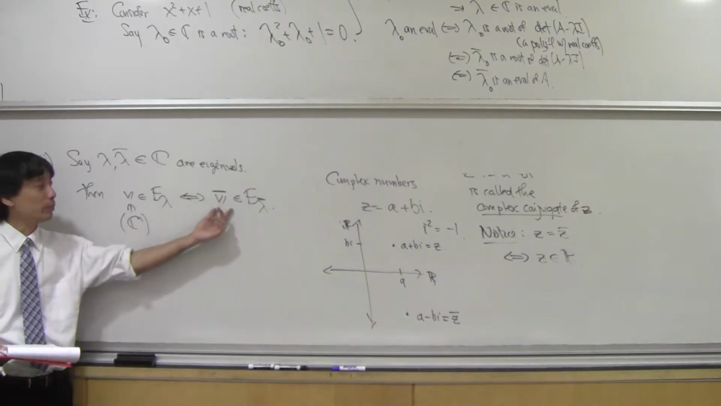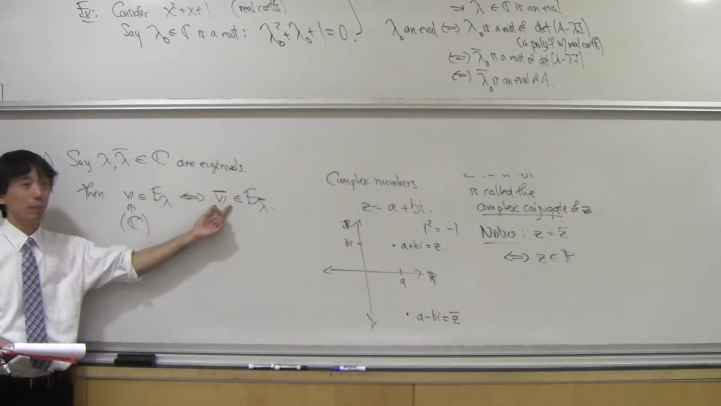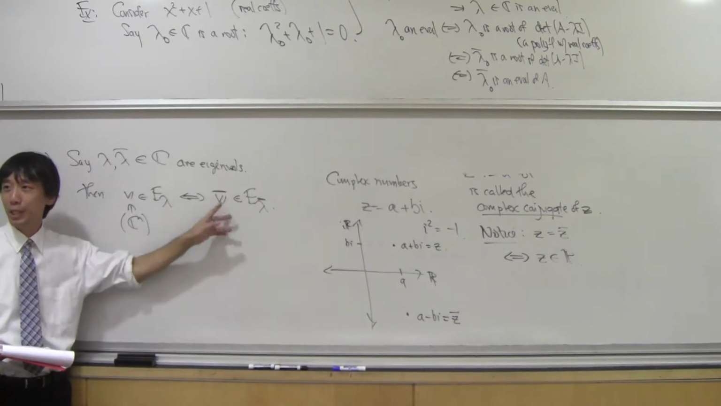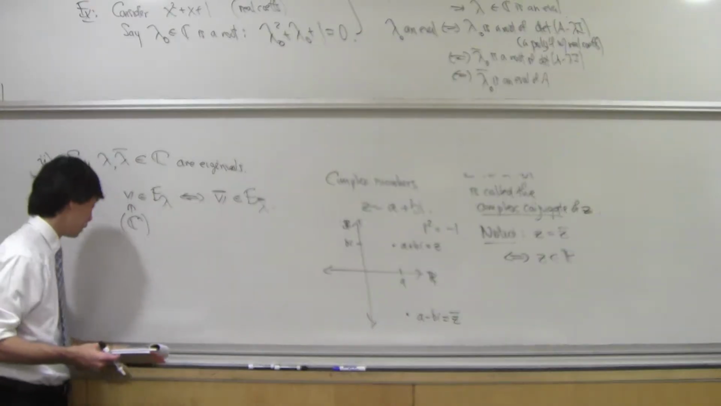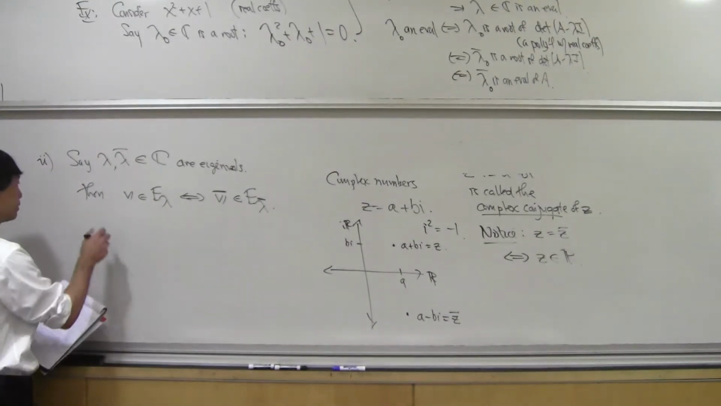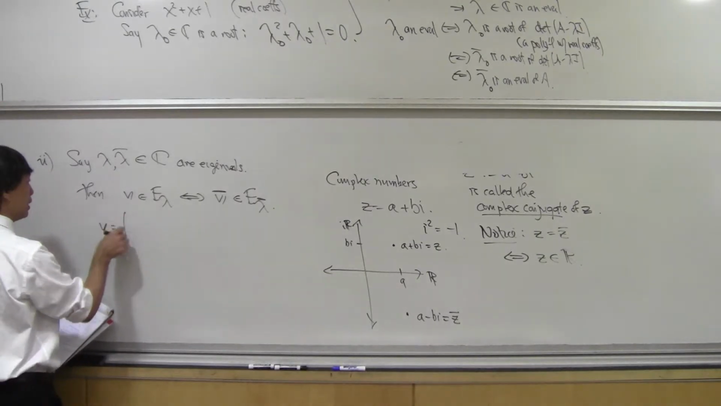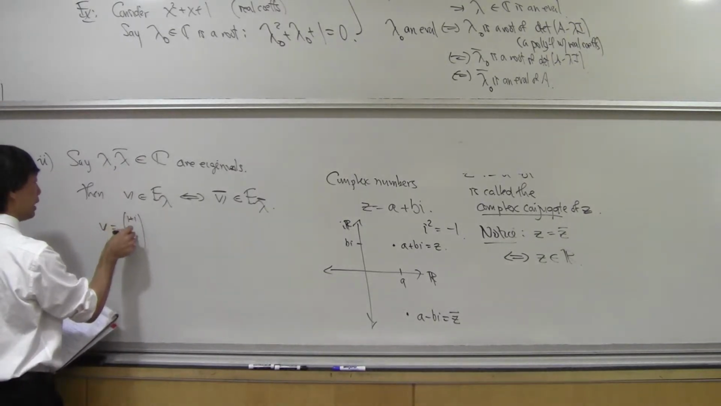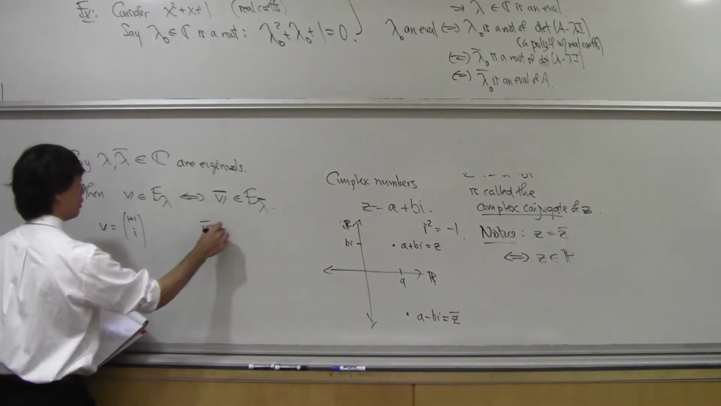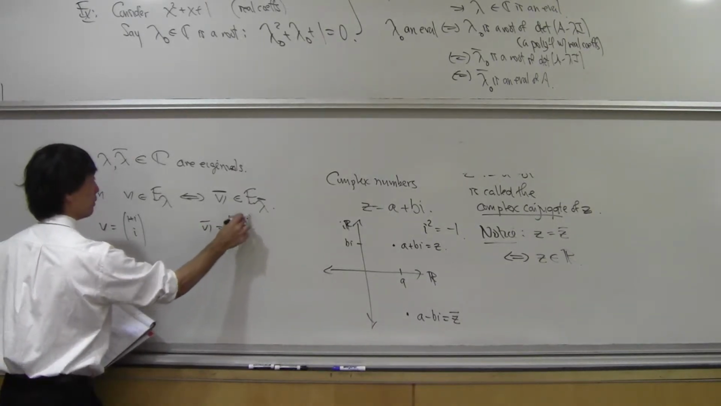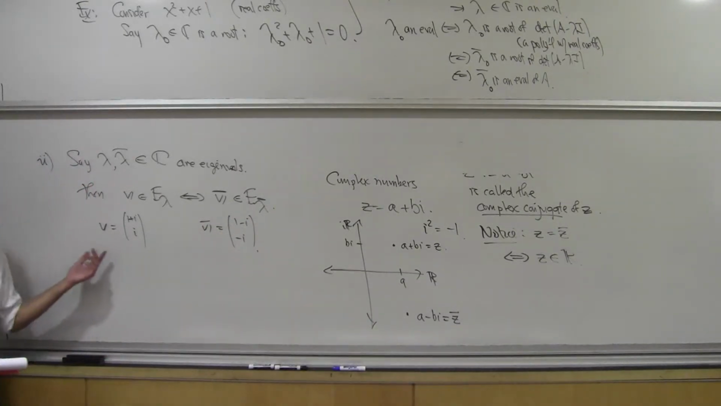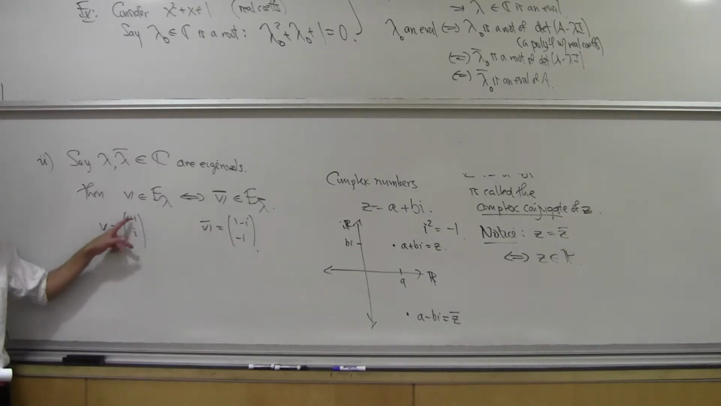Okay, right, and then this thing over here would be the complex conjugate. You just take the complex conjugate of each entry, right? So suppose this vector looks like 1 plus i. V bar would be 1 minus i, negative i, right? The complex conjugate vector. You just take the complex conjugate of each entry.